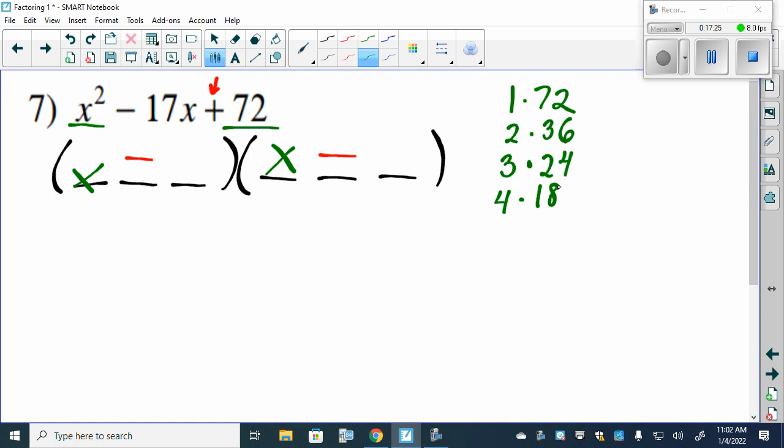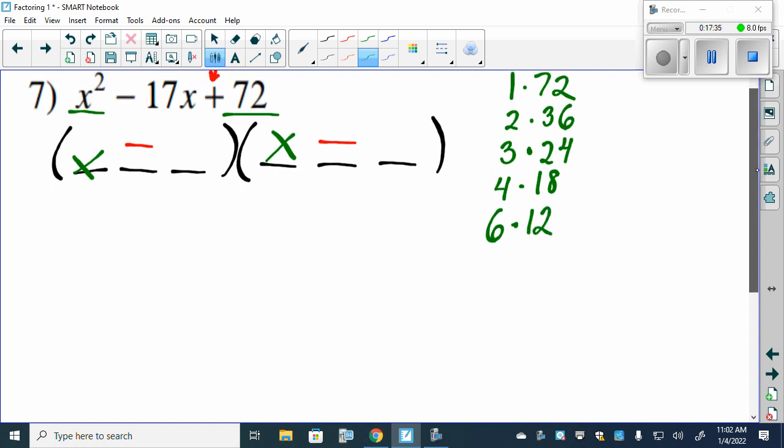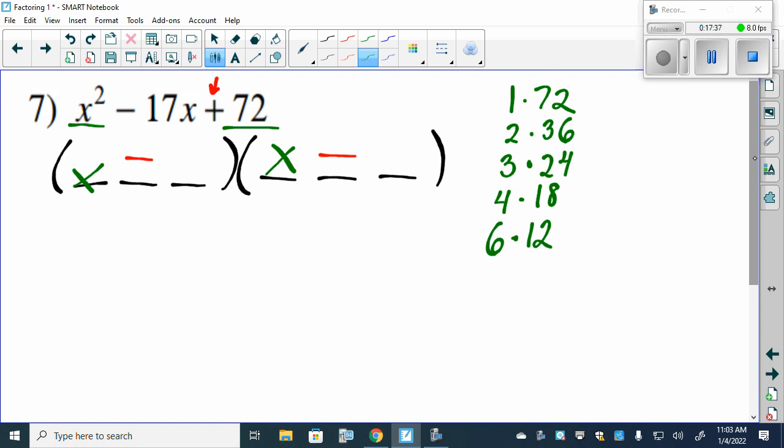5 will not work because 72 ends in a 2. 6 will work because both 2 and 3 work. It would be 12. 7 doesn't, but 8 does. It'd be 8 times 9. And we can stop there because the next number after 8 would be 9, and we already have it listed as a factor. Any questions on how we found the factors of 72?